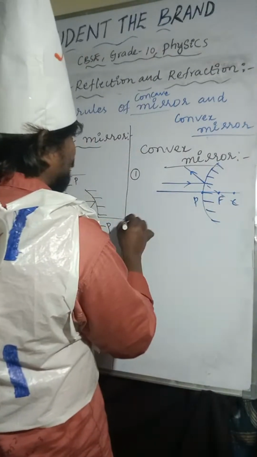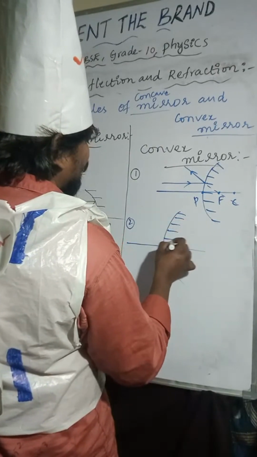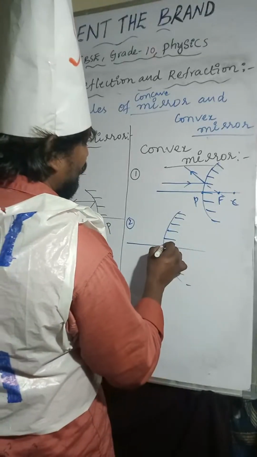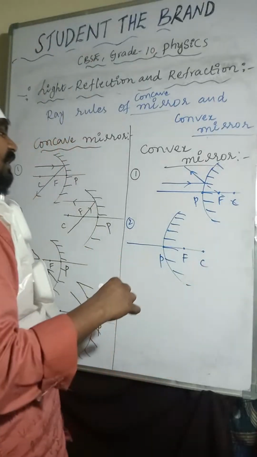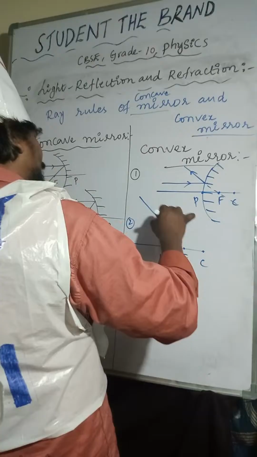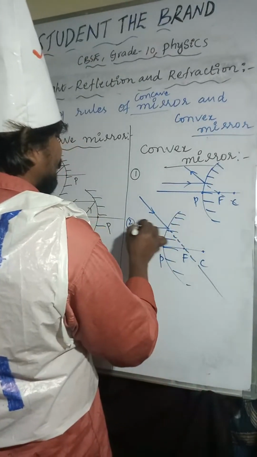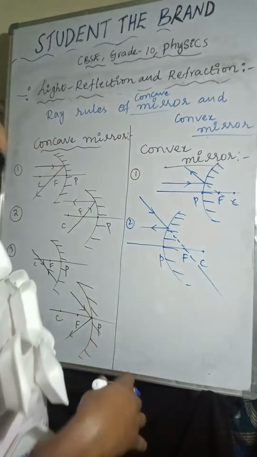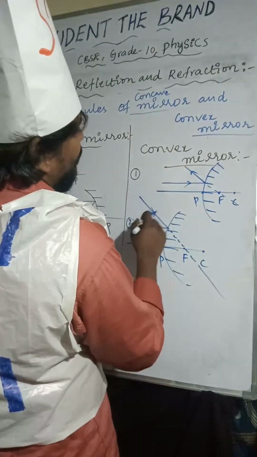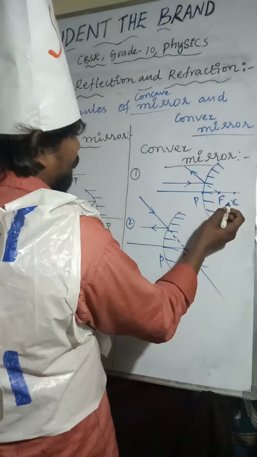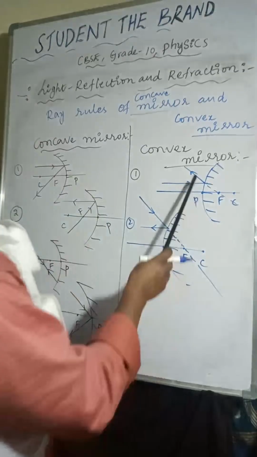Second one. Pole, focus, center of curvature. A light ray passing through the focus, after reflection, moves towards infinity. Here you have to understand one thing: if the light is coming from infinity, after reflection it appears to pass through the focus. We extend the reflected light ray, and the extended reflected ray passes through the focus.